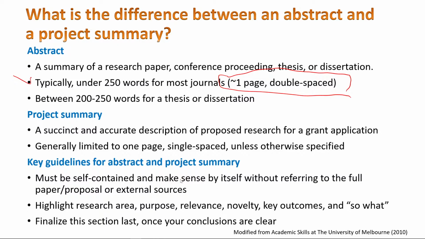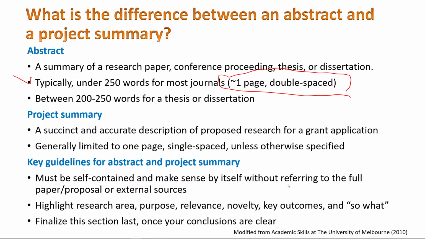What does self-contained mean? You cannot put a citation, for example, in the abstract or project summary, because that will not be self-contained unless you provide the full sources down there. But usually you don't do this. You usually don't cite any work, and if you cite some work, then you have to provide a reference, and that's uncommon. So it should be all your original work, written without any citation.